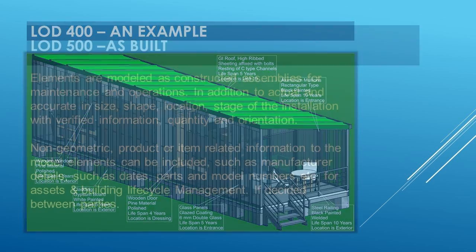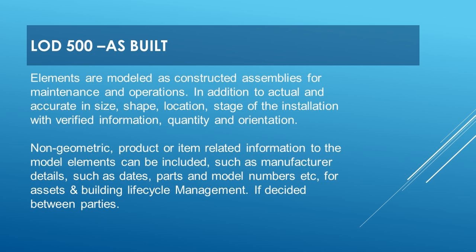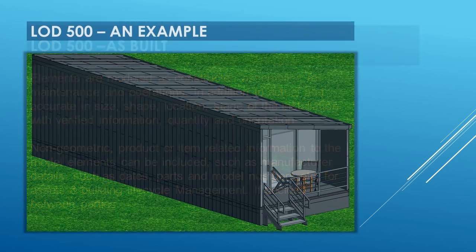LOD 500, As Built. Elements are modeled as specific assemblies, level of detail, with complete fabrication, assembly and detailed information, in addition to precise quantity, size, shape, location and orientation. Non-geometric, product or item-related information can be included in the model elements, such as manufacturer details, dates, parts and model numbers etc., for assets and building lifecycle management, if decided between parties. Here is an example of LOD 500.